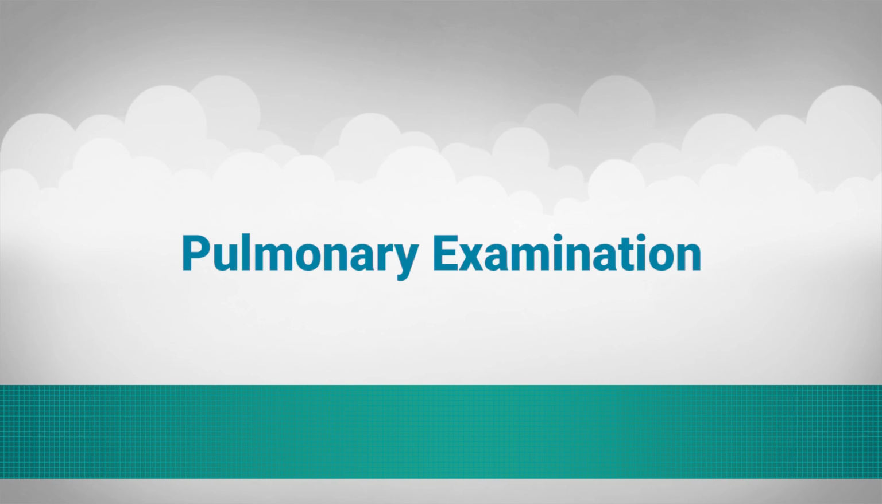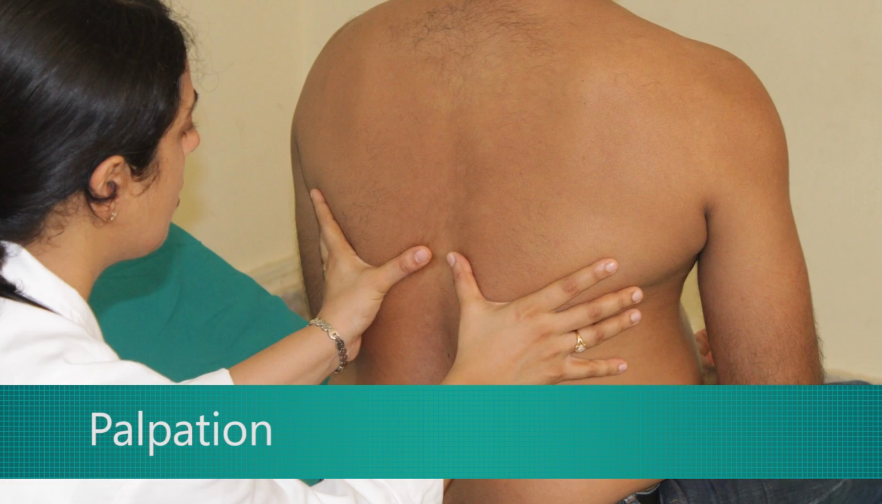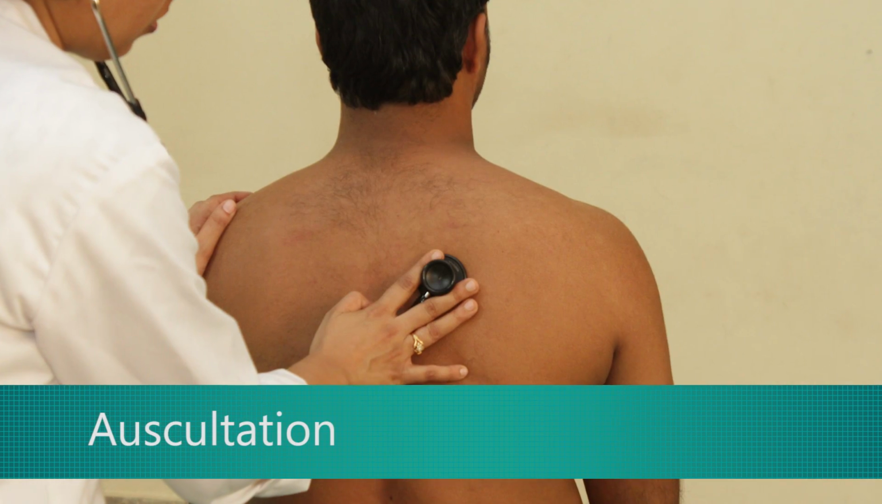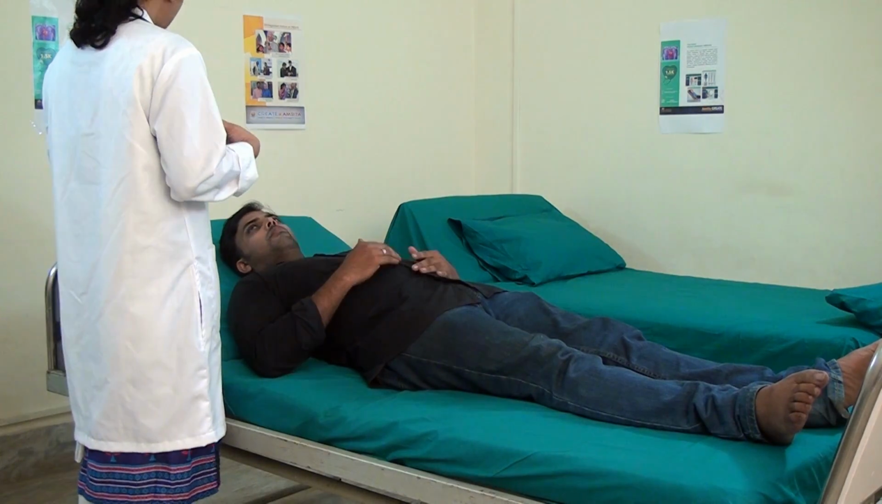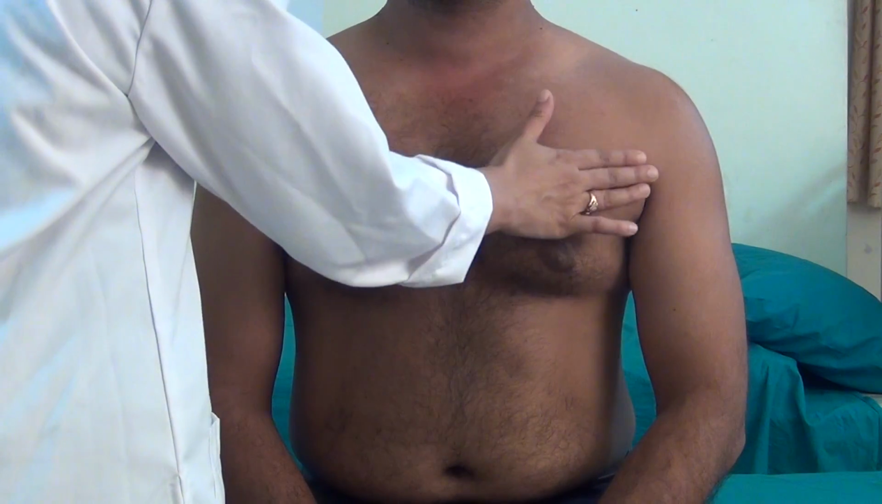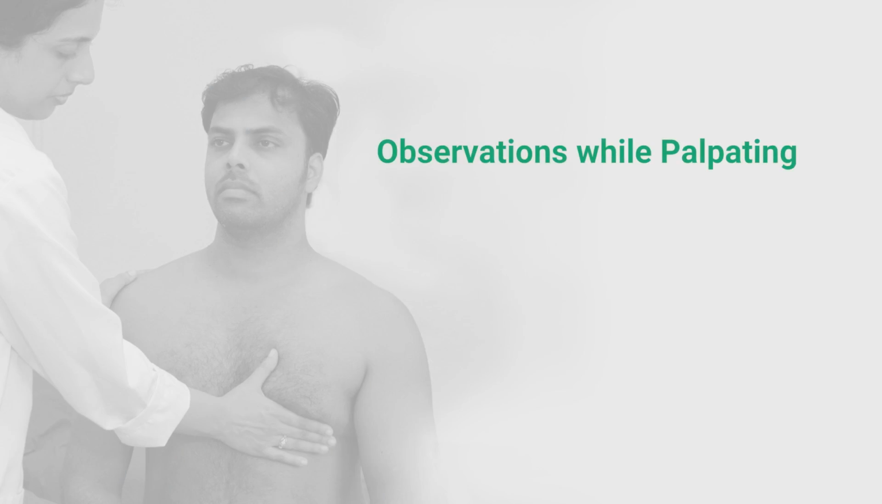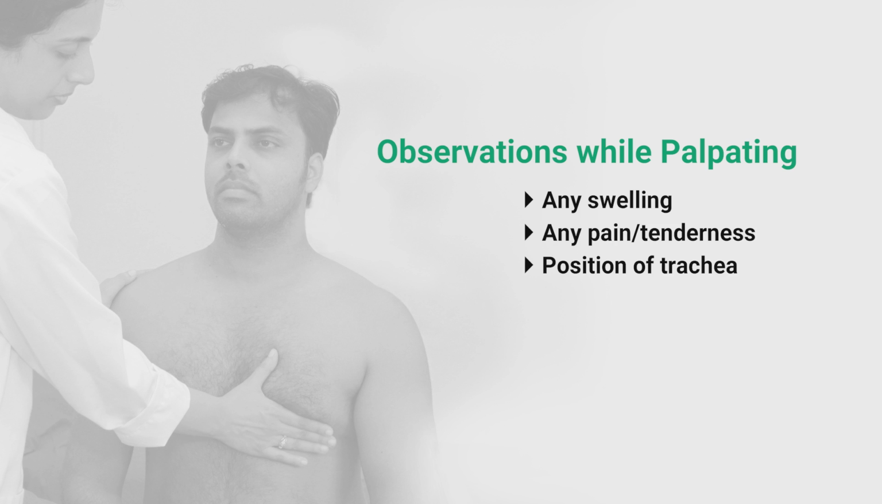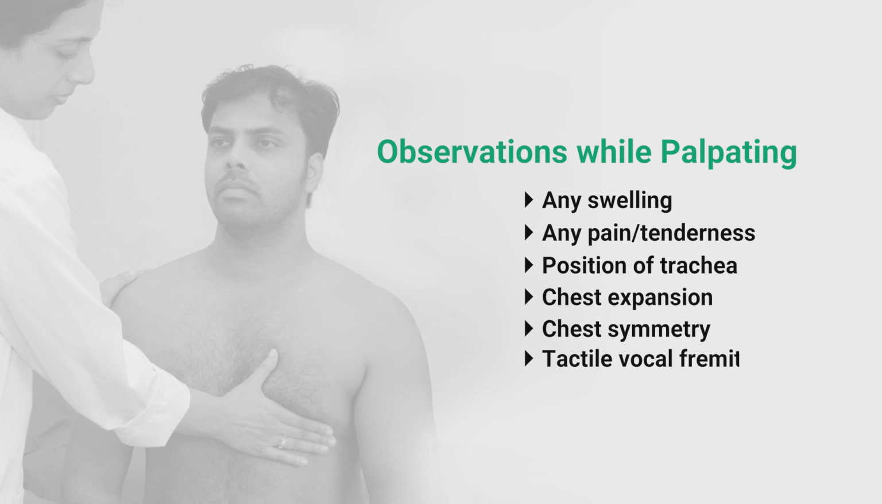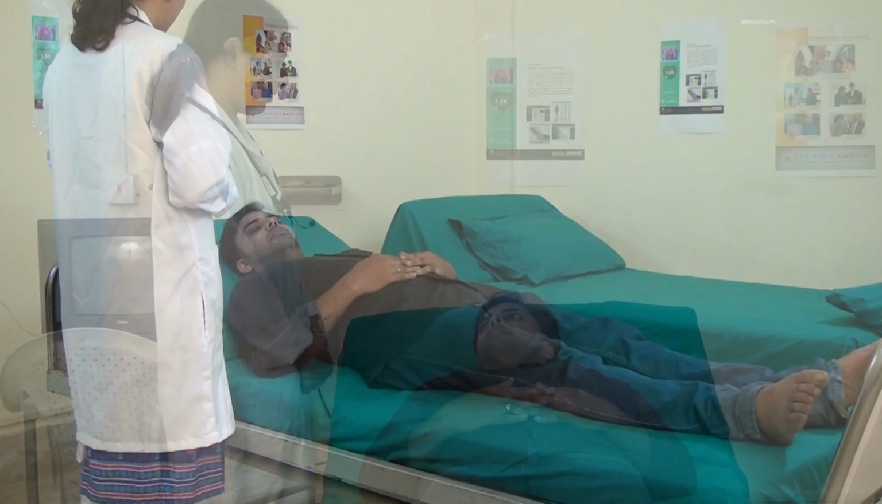Technique. The pulmonary examination consists of inspection, palpation, percussion, and auscultation. Palpation is used both as a screening technique and as a means to confirm a specific diagnosis. What to observe while palpating: any swelling, any pain or tenderness, position of trachea, chest expansion, chest symmetry, tactile vocal fremitus.